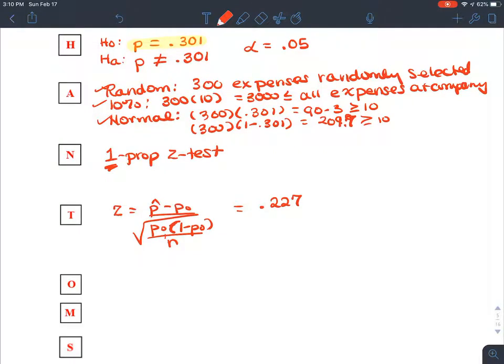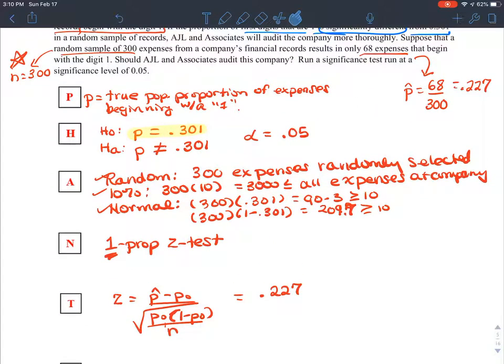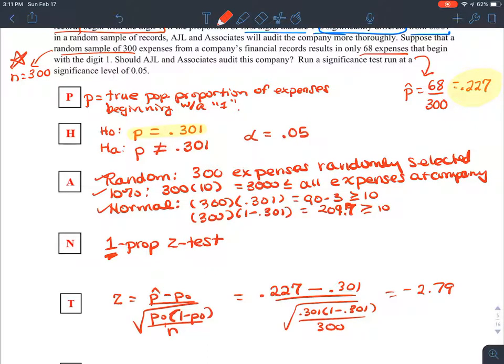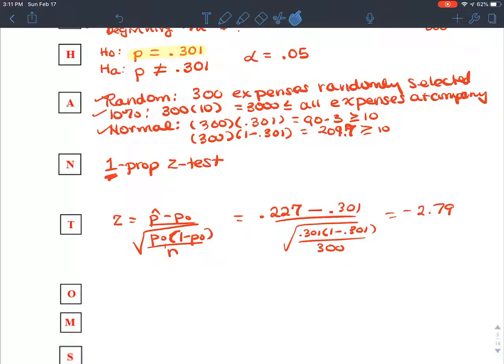Our sample proportion, remember that came from right up here, the 0.227, minus the p sub 0, that comes from the null hypothesis. We're going to divide that by the square root of, again using those numbers from the null hypothesis, and our n value is 300. That typed in gives us a z-score of negative 2.79.